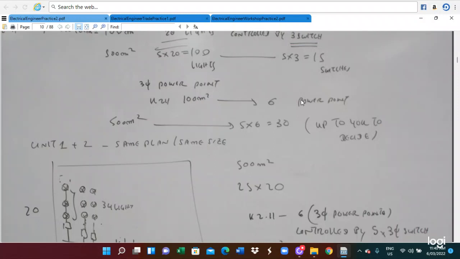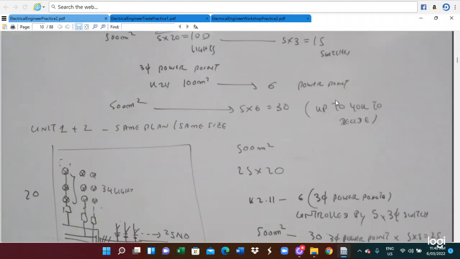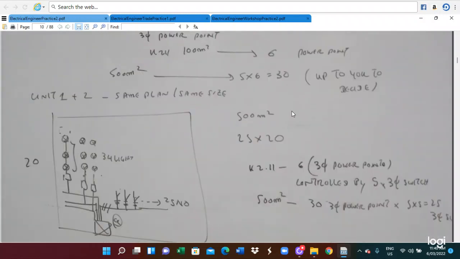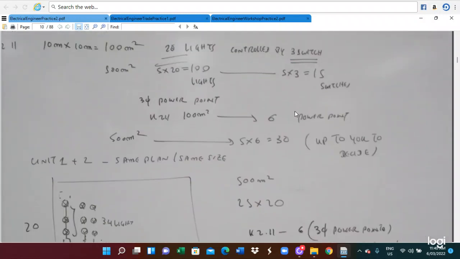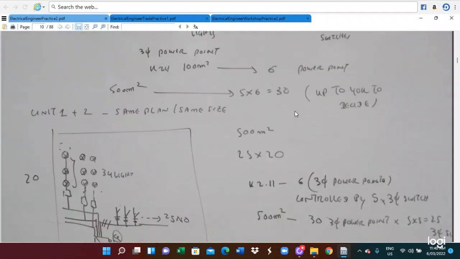And for 3-phase power points, we can utilize them per 100 square meters. In this case, you might need 6 power points, and for 500 square meters you have to multiply by 5, and then you get 30 power points. So that is an appropriate estimate of how many lights can be controlled by how many switches, depending on the area.